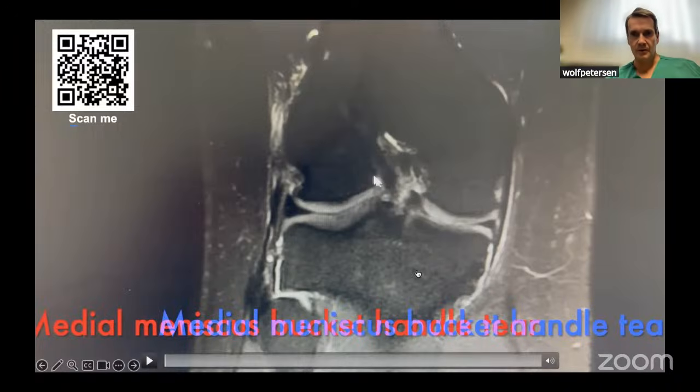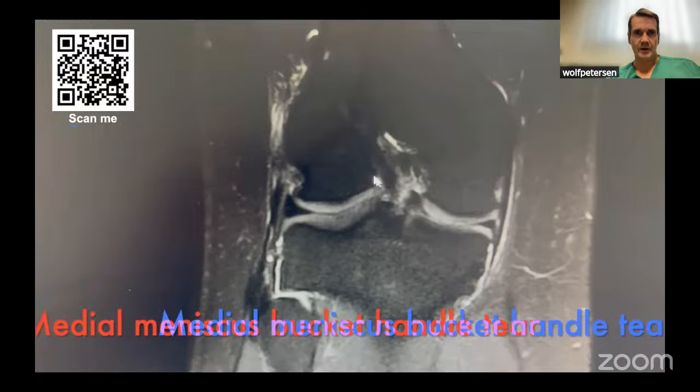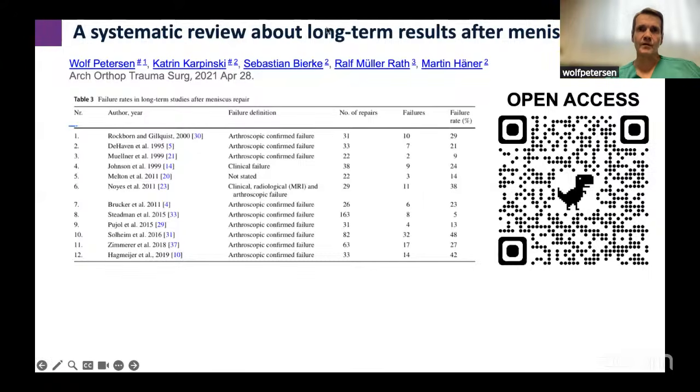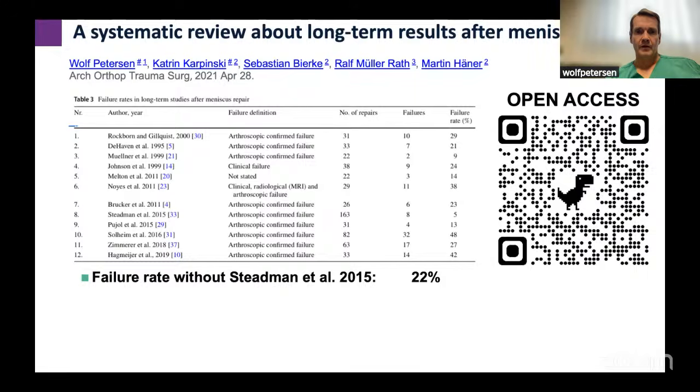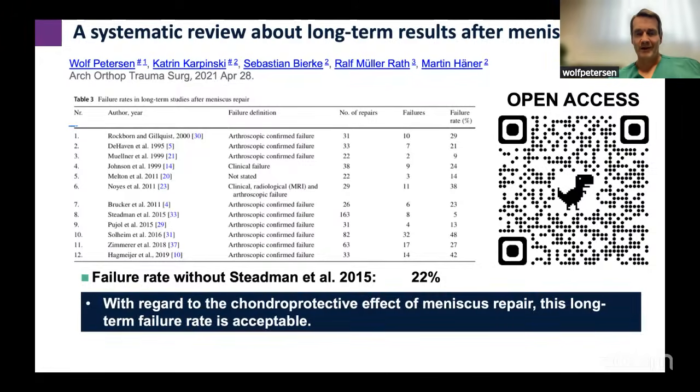Okay, then I continue with a systematic review about long-term results we published 4 years ago, and we found that the 10 years failure rate after meniscus repair is pretty high, 22%. We always have this in mind when we make the indication for repair or not repair. But I think with regard to the chondroprotective effect of the meniscus repair, this long-term failure rate is quite acceptable.